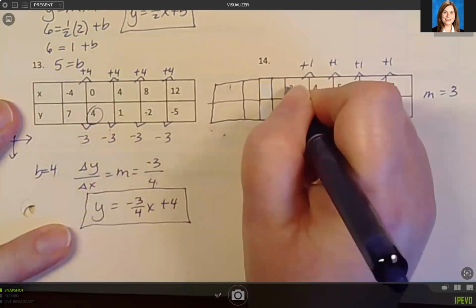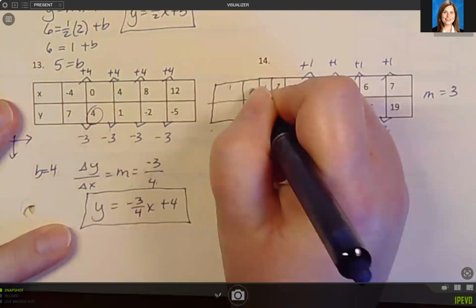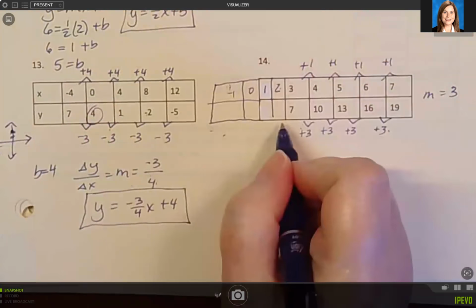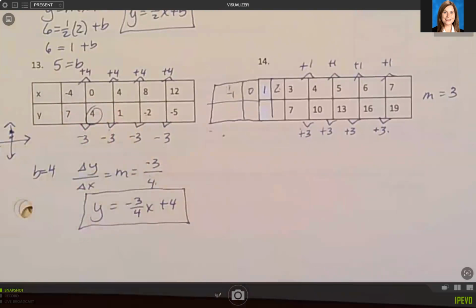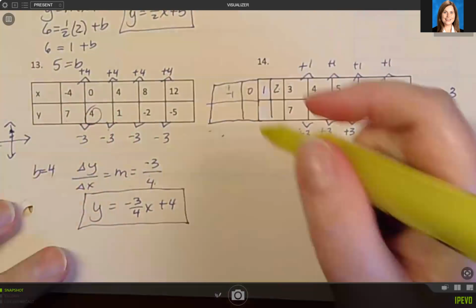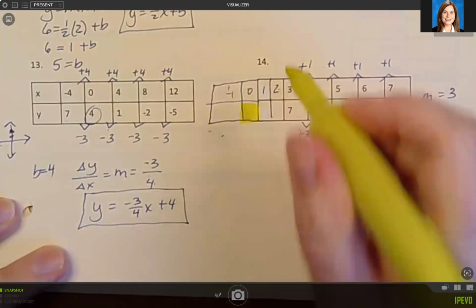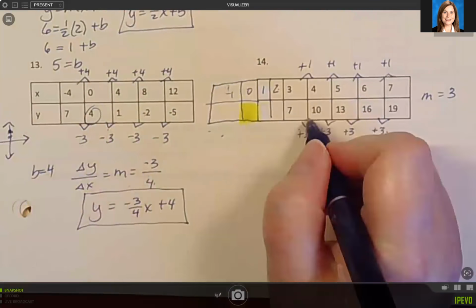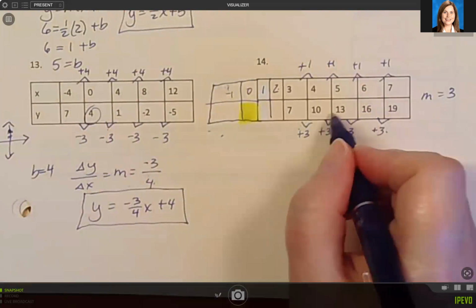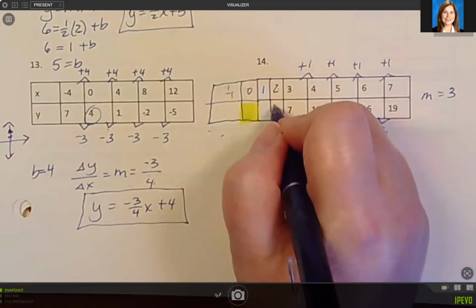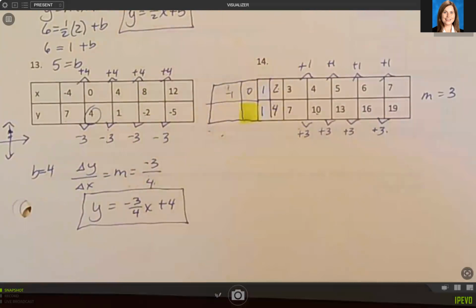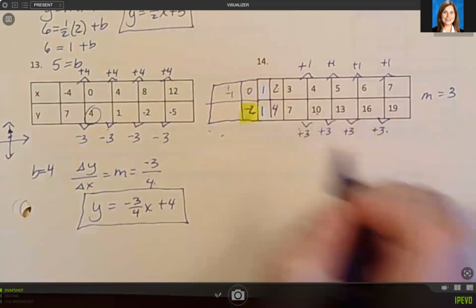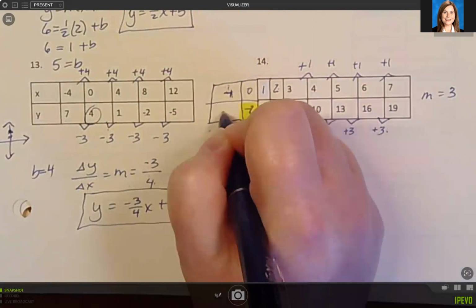So 3, 2, 1, 0. I did a little bit too much, that's fine. This is going to be my y-intercept. If this is faster for you, you can feel free to do it that way, or obviously you can do it algebraically as well. So if 19, 16, 13, 10, -3 is 7, -3 is 4, -3 is 1, -3 is 0, -1, -2, -3. We don't need to go this far, but I already made the box, so we're going to fill it in.